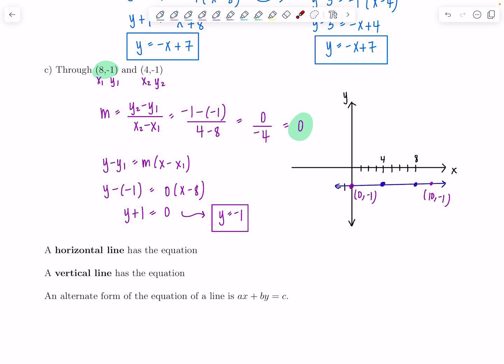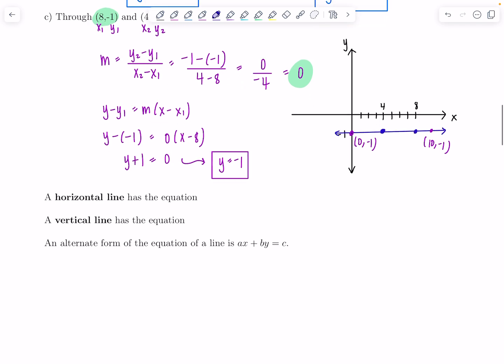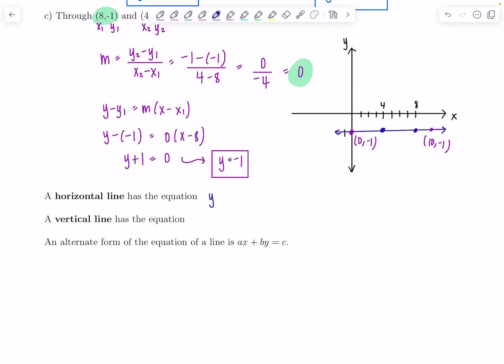So I'll write the rule for the shortcut for you, should you care to use it in the future. So a horizontal line has the equation y equals k, right? Whatever number you have. In this case, k was negative 1. And then similarly, a vertical line, it's up and down, right? In a vertical line, which coordinate's running wild? The y coordinate can be anything, only x is fixed. So a vertical line has the equation x equals k.